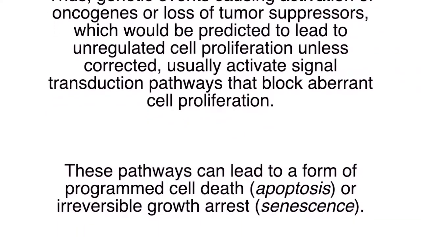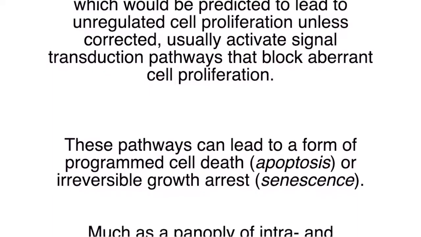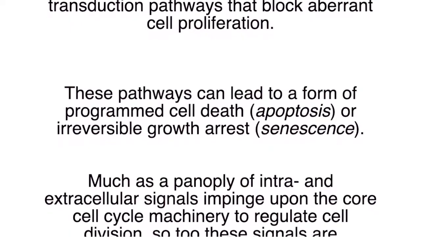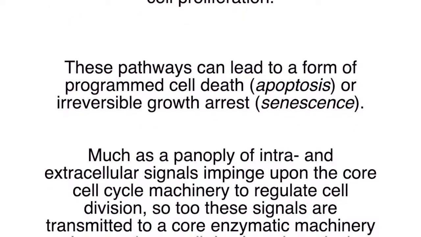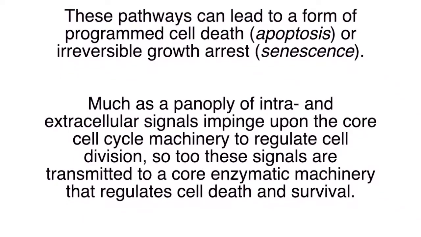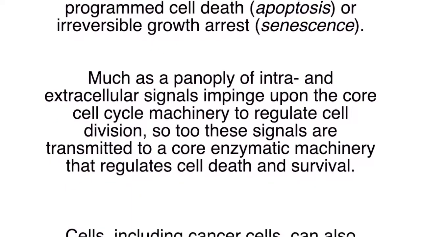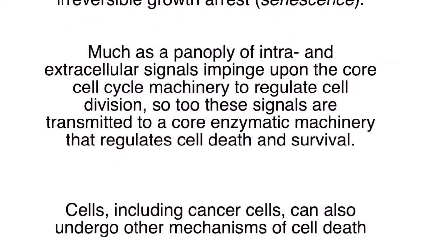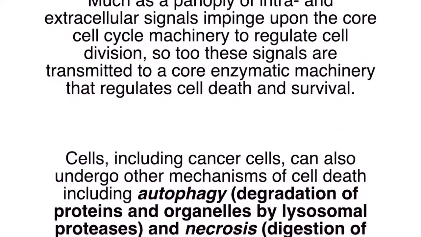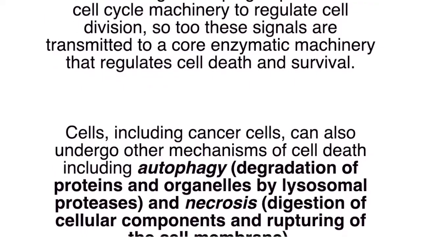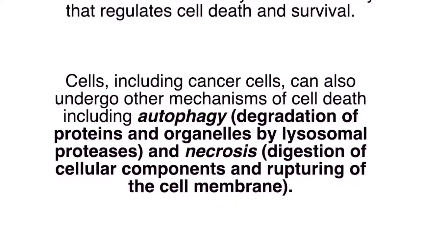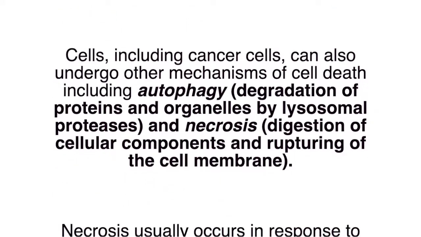senescence. Much as a panoply of intra and extracellular signals impinge upon the core cell cycle machinery to regulate cell division, so too these signals are transmitted to a core enzymatic machinery that regulates cell death and survival. Cells, including cancer cells, can also undergo other mechanisms of cell death, including autophagy, that is, degradation of proteins and organelles by lysosomal proteases, and necrosis, digestion of cellular components and rupturing of the cell membrane.